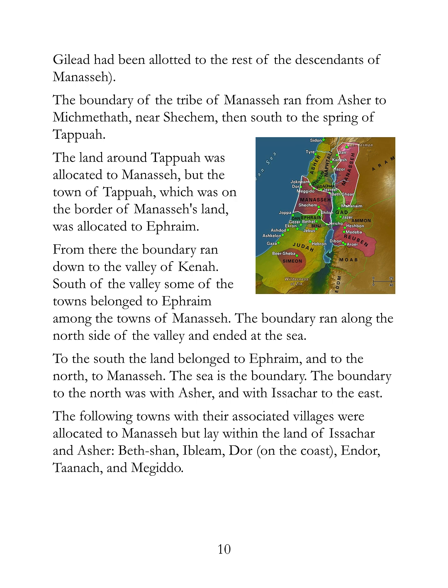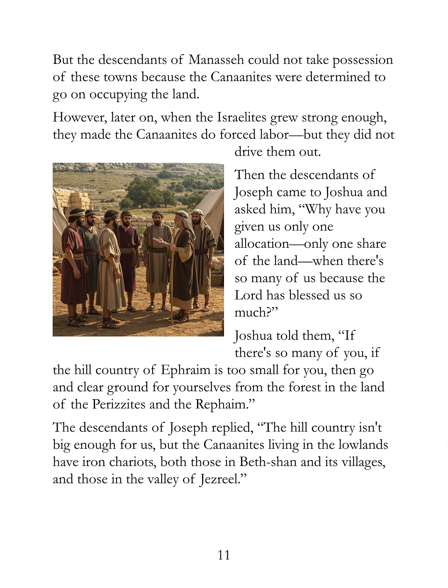The following towns with their associated villages were allocated to Manasseh, but lay within the land of Issachar and Asher: Beth Shean, Ibleam, Dor on the coast, Endor, Taanach, and Megiddo. But the descendants of Manasseh could not take possession of these towns because the Canaanites were determined to go on occupying the land. However, later on, when the Israelites grew strong enough, they made the Canaanites do forced labor, but they did not drive them out.